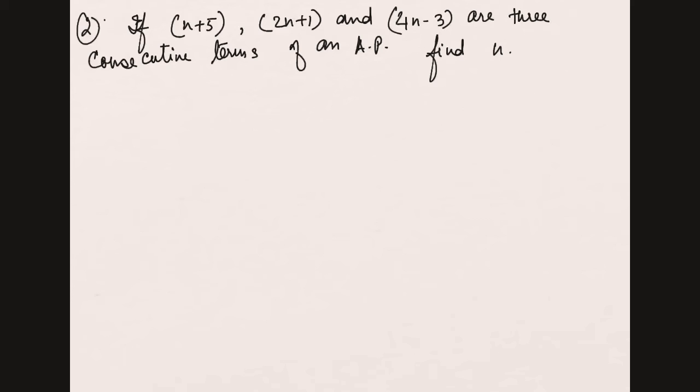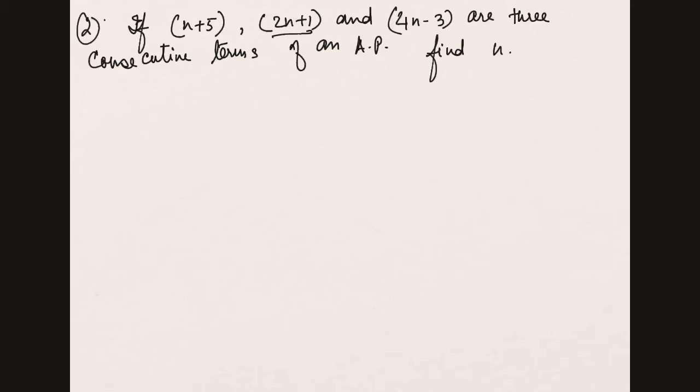The next example asks: if n plus 5, 2n plus 1 and 4n minus 3 are 3 consecutive terms of an AP, find the value of n. What we know is that they are consecutive terms, so to find the difference, if you subtract n plus 5 from 2n plus 1, and subtract 2n plus 1 from the next term 4n minus 3, the difference would be the same.